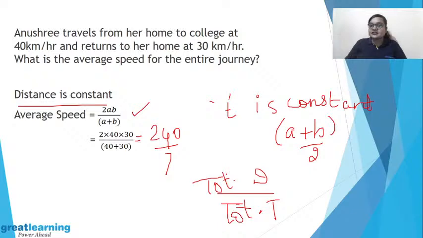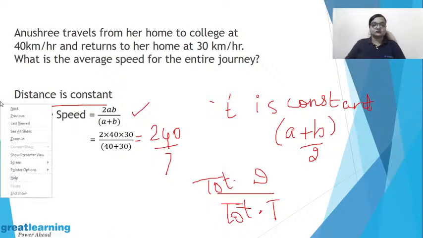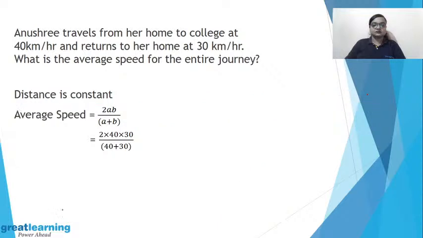Are you people clear with this question? This is a very basic kind of question which we can expect. So whenever we try to solve a time, speed and distance based question, the first type of question we can expect is an average speed based question. Are you people clear with this? Okay, great.